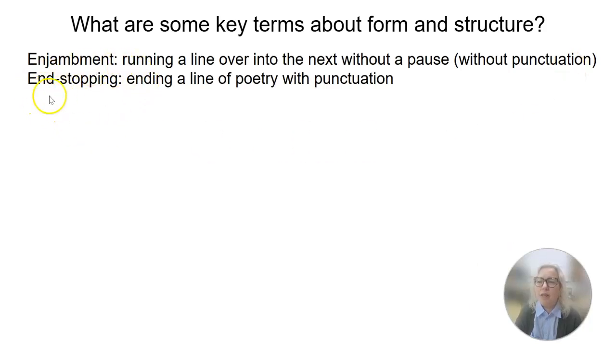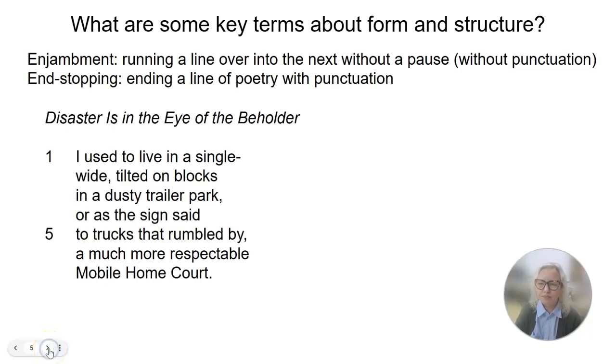And end stopping is our second term. It's the opposite of enjambment. It's ending a line of poetry with punctuation. So the typical way to end a line of poetry is to end stop a line, to conclude the line with punctuation. So if you look at the poem that we're looking at today, Disaster in the Eye of the Beholder, this is the first stanza. And it reads like this.